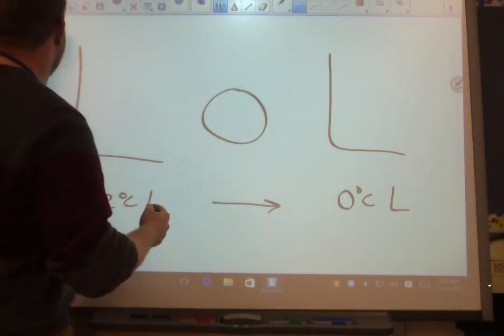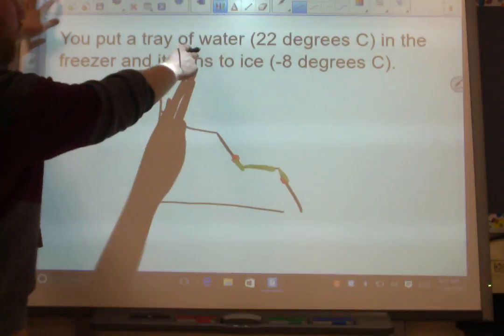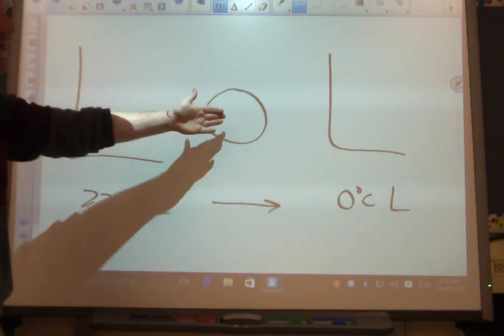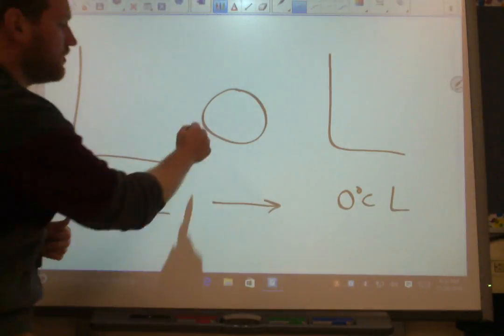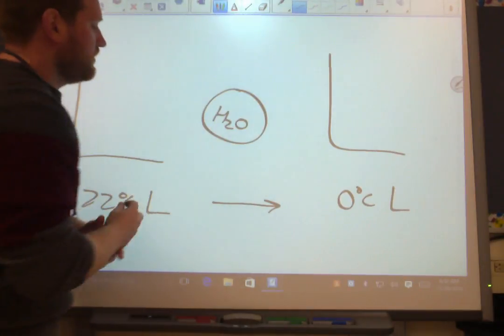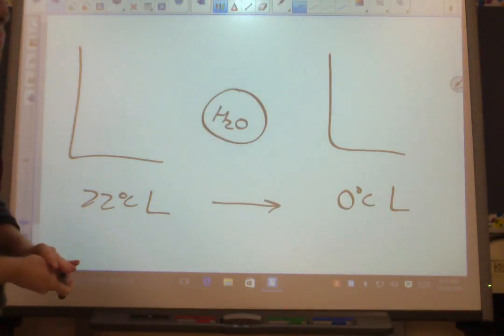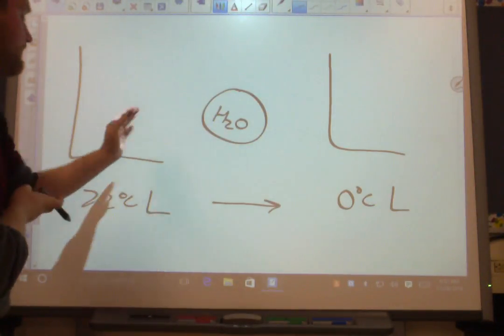So let's put our perspective here. So we're dealing with water that's going to turn to ice. The best thing to put in the circle here is just H2O, because it's really just going to be H2O whether you call it water or ice.